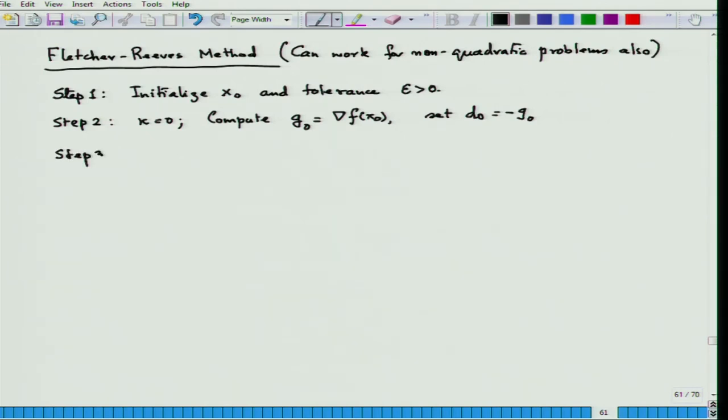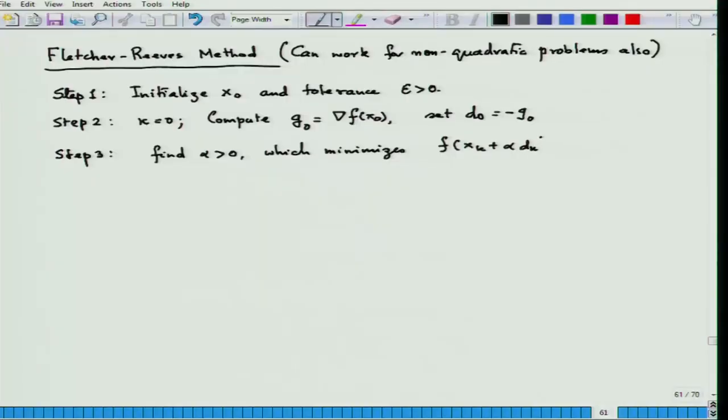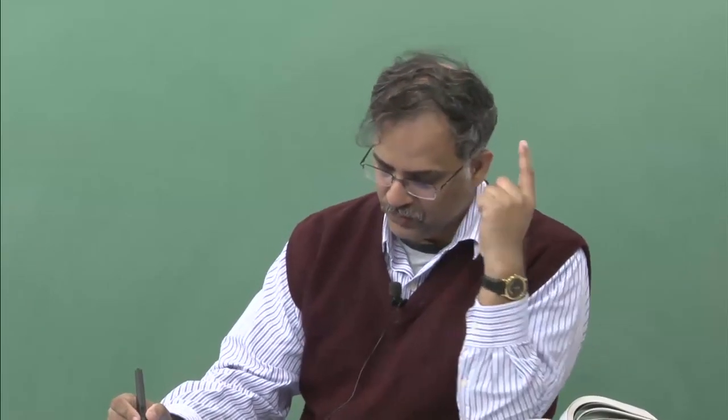Step 3, we do the most idealistic stuff: find alpha greater than 0 which minimizes f(x_k + alpha d_k). Of course, this minimization is done in an approximate way. So, here you have one dimensional minimization. We have not spoken much about one dimensional minimization in this course; possibly at the very end of this study of unconstrained optimization, we will take up one day to explain some very important one dimensional minimization techniques. Because when x k and d k are fixed, this is nothing but a function in alpha, so you are talking about minimization of a real function of a real variable, f from R to R.